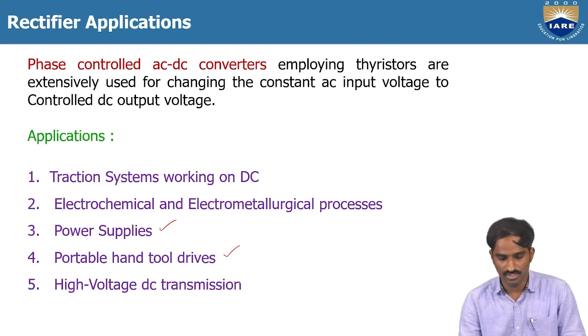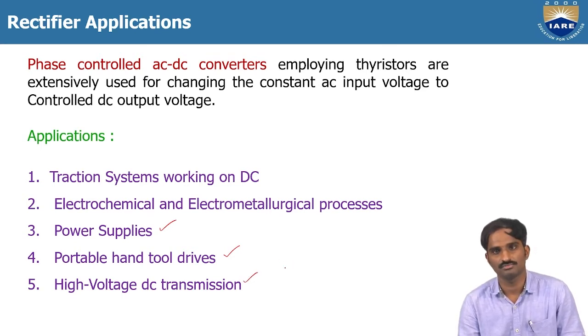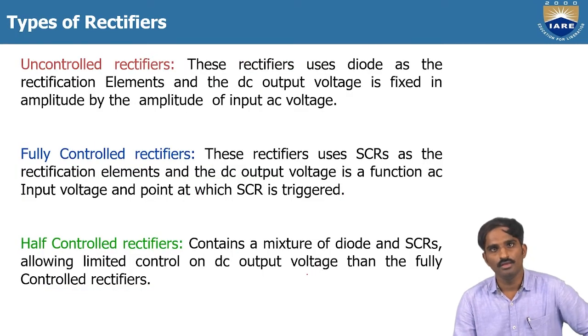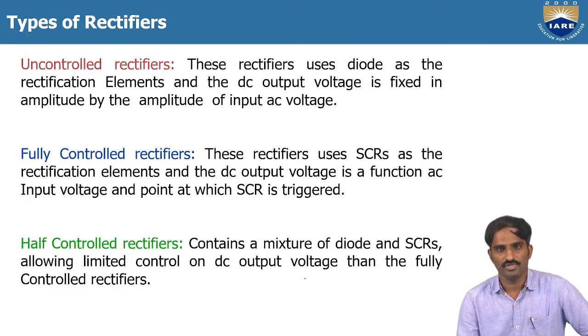And also we use rectifiers in high voltage DC transmission systems, HVDC. So these are the different applications of the rectifiers. Next, when coming to the different types of rectifiers, the basic classification is these three different types. One is the uncontrolled rectifier, next is the fully controlled rectifier, and the next one is the half controlled rectifier, which is also called the semi controlled rectifier.